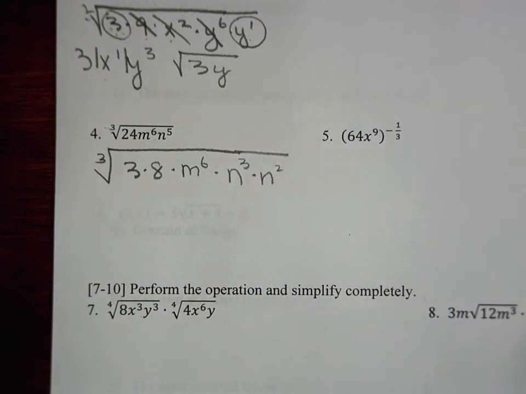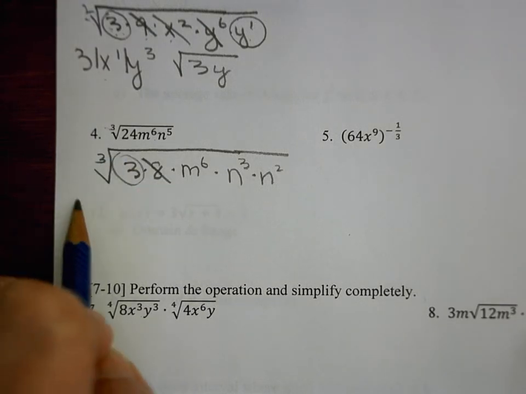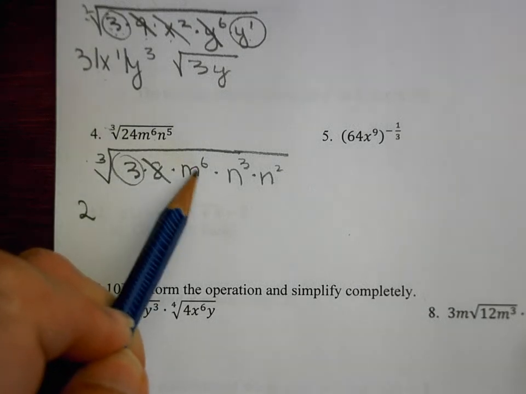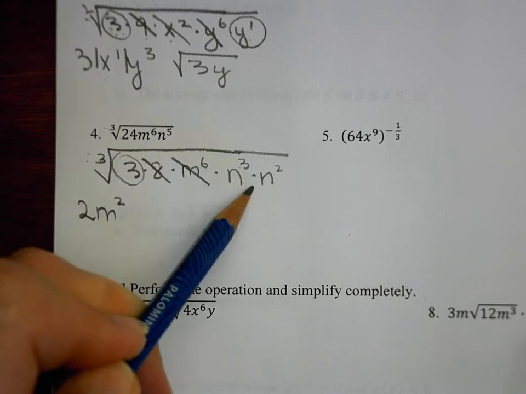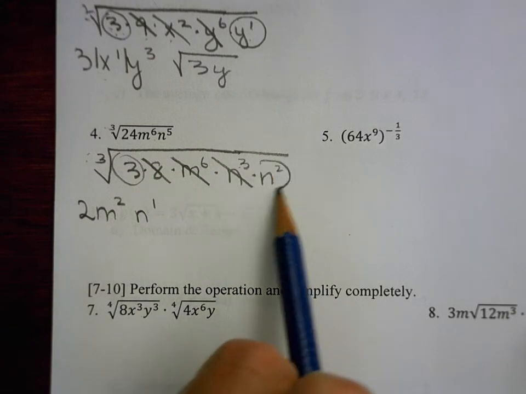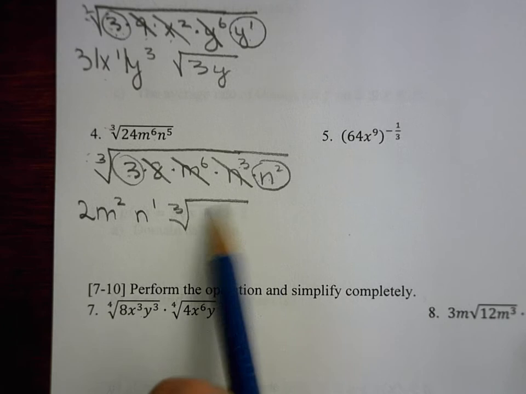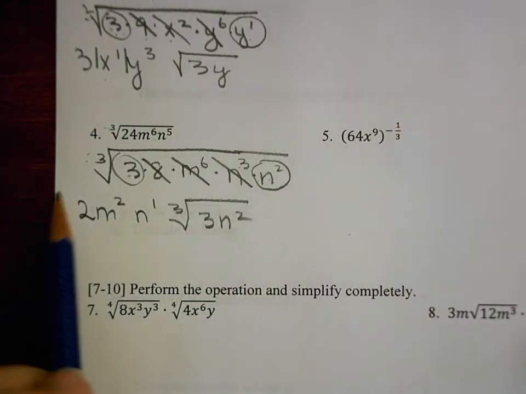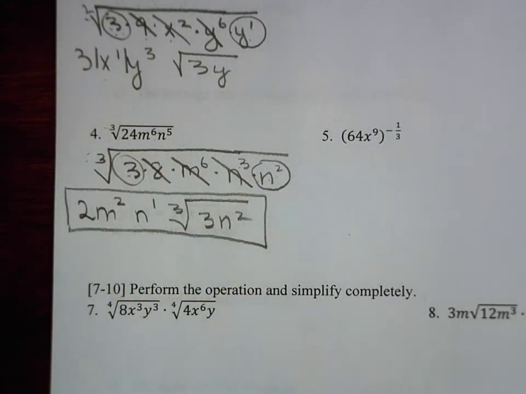Now let's go ahead and root each of those. I can't cube root 3, and the cube root of 8 is 2. Then 6 divided by 3 is 2, so m squared. And 3 divided by 3 is 1, so that would be n to the first. And 2 does not divide by 3. So what I cannot reduce or simplify is 3n squared, so that stays inside the root, and that would be my answer. Of course, I don't have to have the n to the first power, right? I can just write that as n.